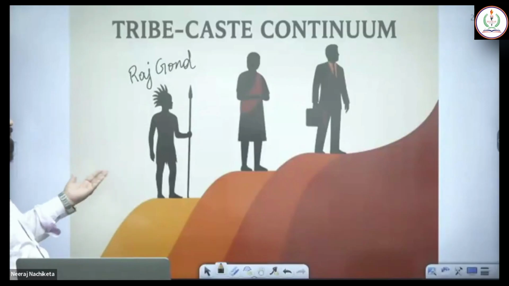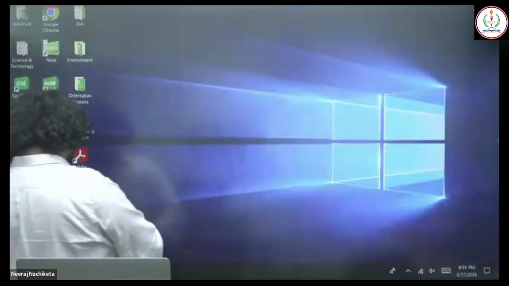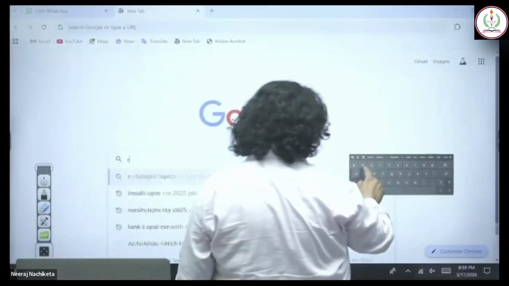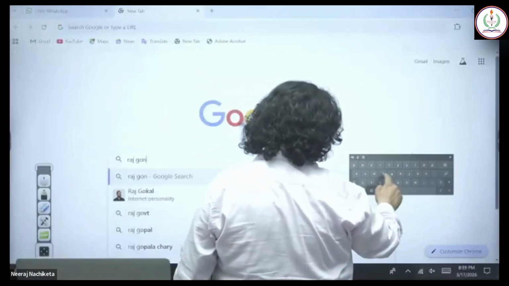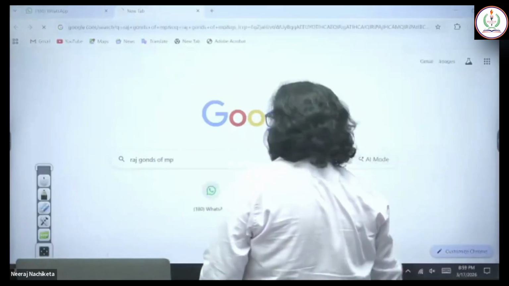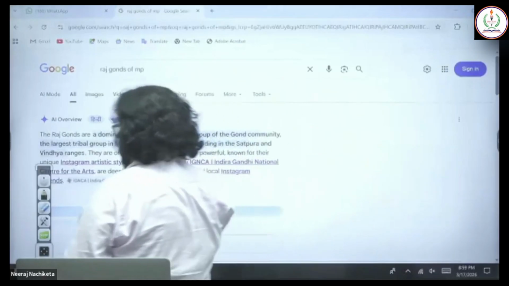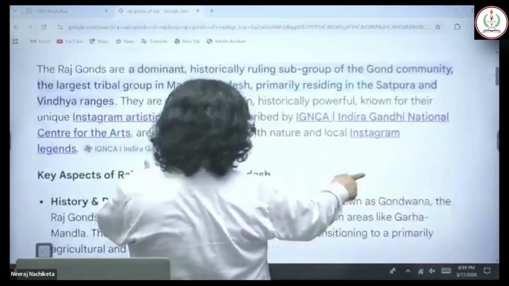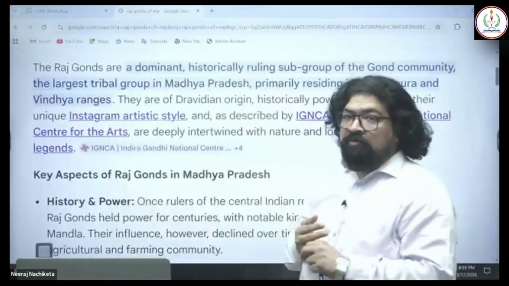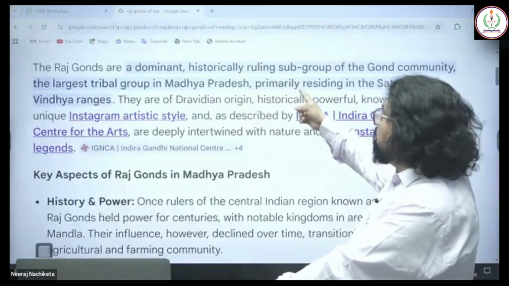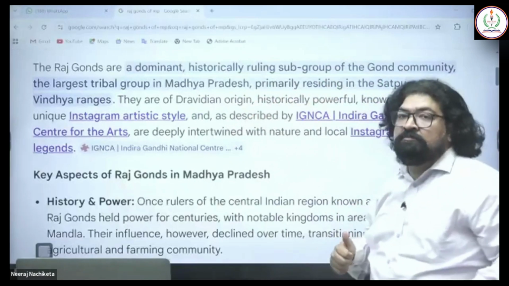Tribe caste continuum, Raj Gond, right? So if you look at Raj Gond here, of MP, Madhya Pradesh, when you do the Google search, look at here, Raj Gonds are dominant. See here, what the Google has given the answer. The Raj Gonds are a dominant historically ruling subgroup of the Gond community.